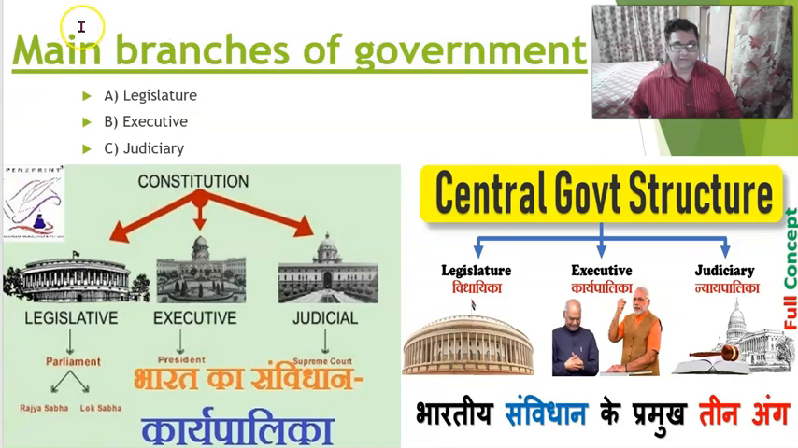There are three main branches of the government, which are legislature, executive and judiciary. As you can see in the picture over here, this is the legislative, which consists of the parliament, and parliament is subdivided into Rajya Sabha and Lok Sabha. The executive constitutes of the president, while the judicial or the judiciary is the Supreme Court. Here you can see the picture of the legislative, the executive and the judiciary.